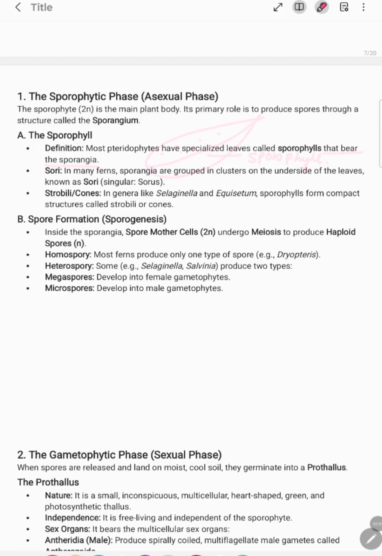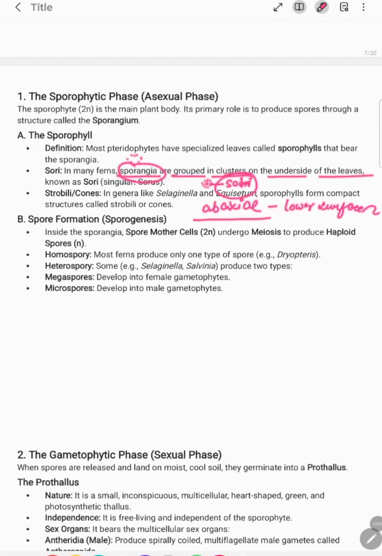Now, what are sori? In many ferns, the sporangia, in which spores are produced, are grouped in clusters. Suppose these are sporangia and multiple sporangia are grouped together; these are known as sori, and these are present on the underside of the leaves, meaning the abaxial side, the lower surface of the leaf.